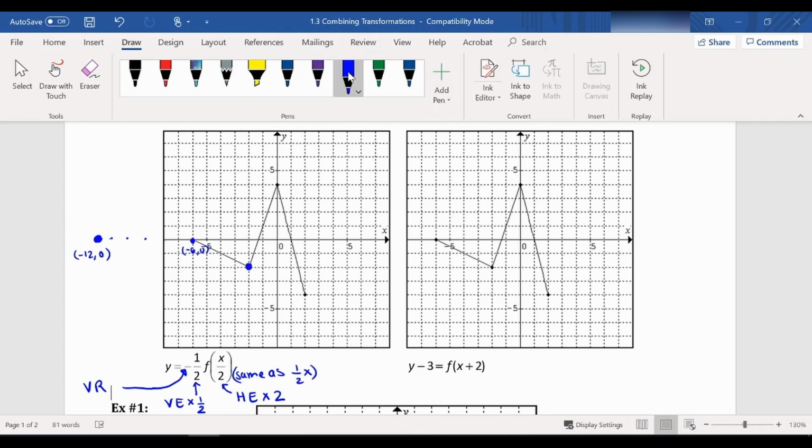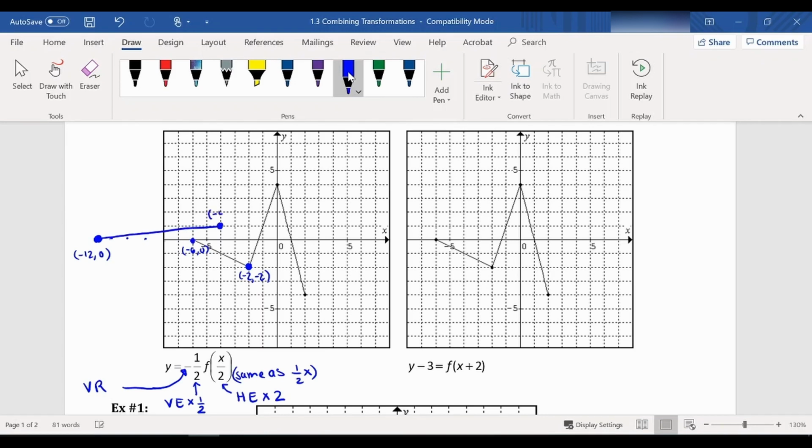My next point here, this point is at -2, -2. So my x coordinate, I need to multiply by 2. That means my new x coordinate will be -4. My y coordinate, I need to reflect. So instead of being at -2, that will now be a +2. And I need to times by 1/2, which would give me 1. So my new x coordinate will be -4, and my new y coordinate will be 1. And then I would suggest connecting those points.